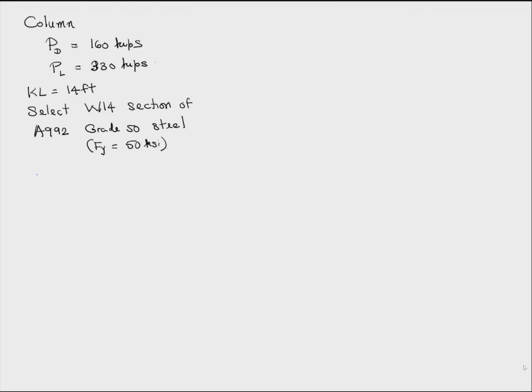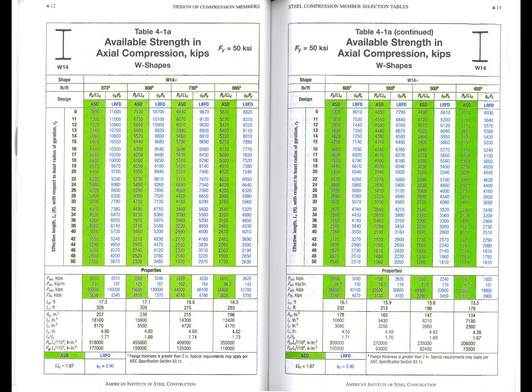So let's look at 1.4 times dead load. That works out to be 224 kips. And the other load combination, 1.2 times dead load plus 1.6 times live load, works out to be 720 kips. So clearly this controls. We can now go look in the tables. We want to find a W14 section, 50 ksi steel, effective length 14 feet.